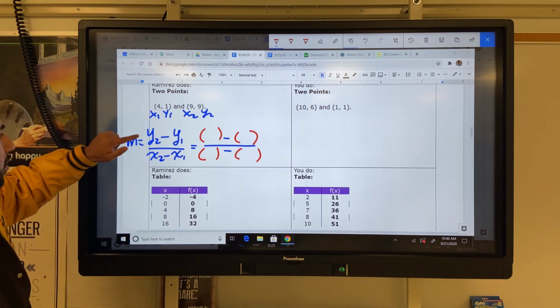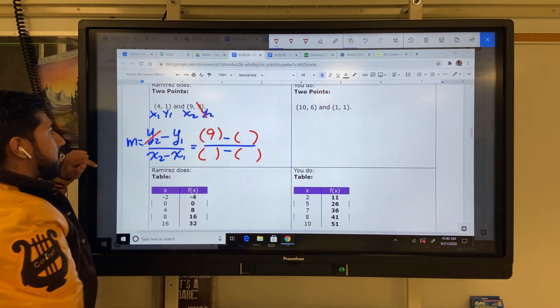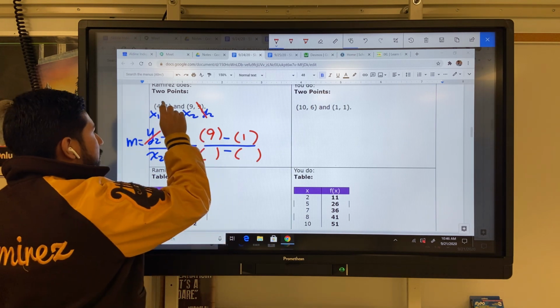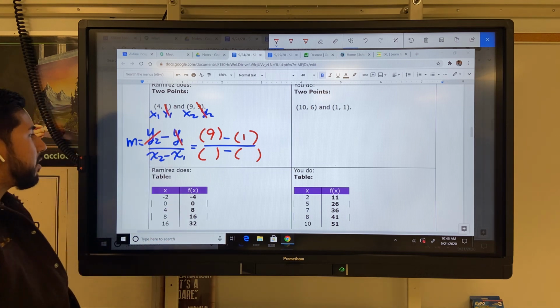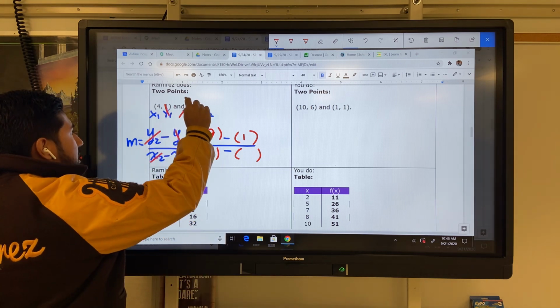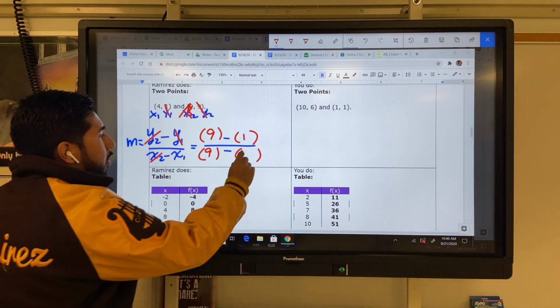All right. Starting with y2, look for y2. Boom, 9. Cross it out just to make my life easier. Next one, y1, number 1. Boom, let's cross it out, makes my life easier. x2, 9. Boom, let's cross it out, makes my life easier. And the last number is 4.